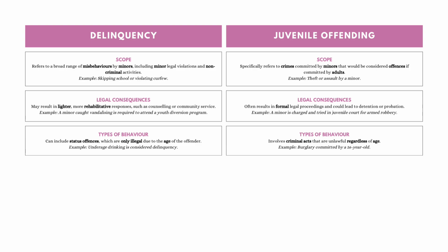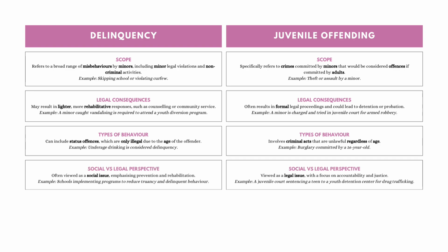Delinquency can include status offenses, which are only illegal due to the age of the offender. For example, underage drinking is considered delinquency. Juvenile offending involves criminal acts that are unlawful regardless of age. For example, burglary committed by a 16-year-old.